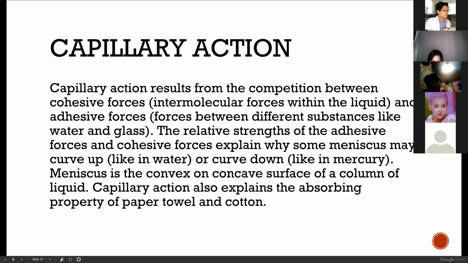Have you tried experimenting with capillary action before? This is actually intermolecular forces, not intramolecular forces, acting together. That is why your meniscus... Are you familiar with the meniscus?